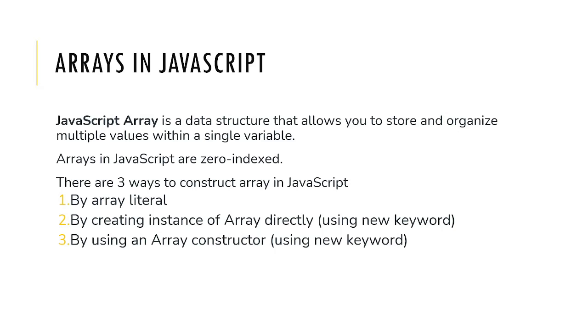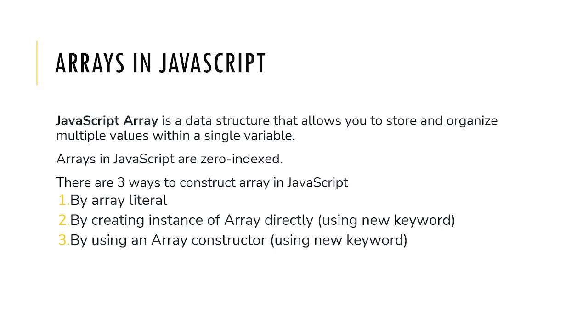Array elements are accessed by an index, and arrays in JavaScript are zero-indexed. That means the first element of an array can be accessed by index zero, and the next ones by one, two, and so on.